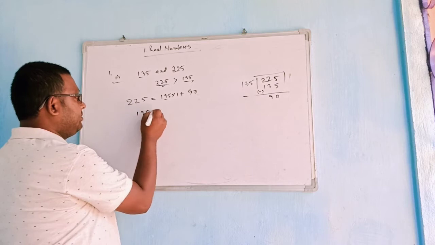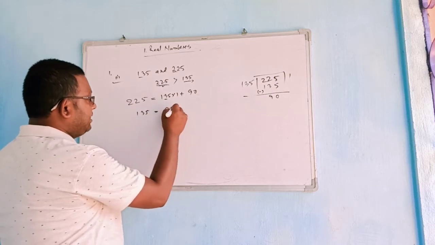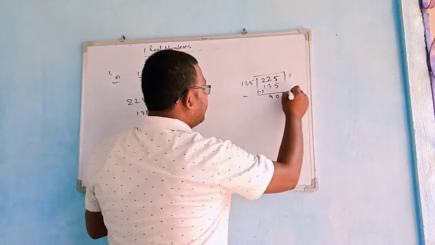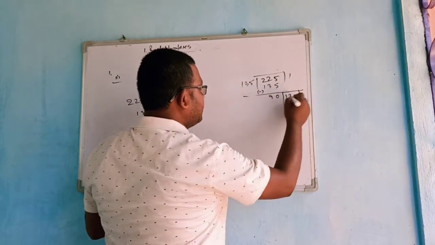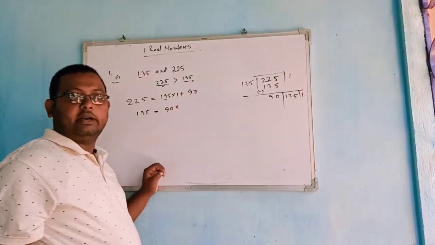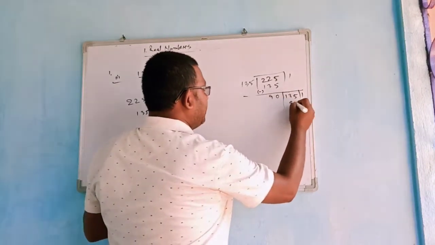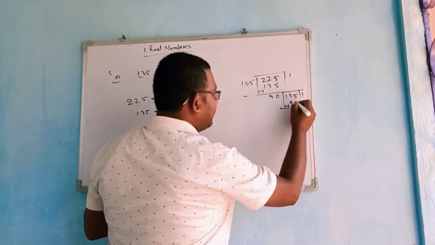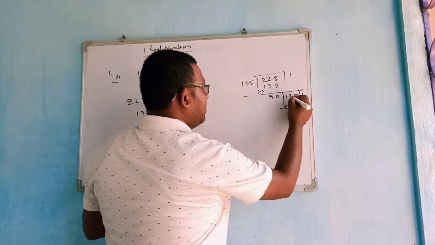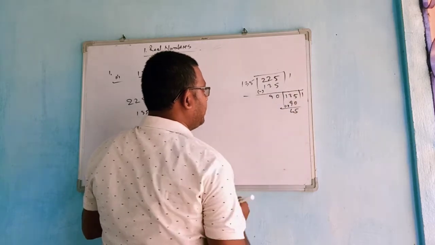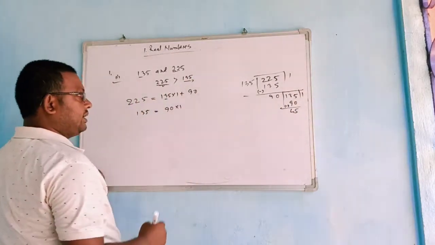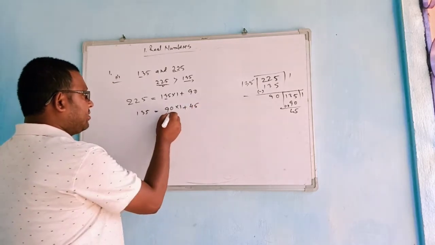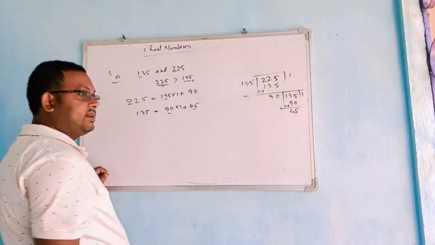Now continue this process. 135 is the dividend and 90 is the divisor. Again divide 135 by 90: one time. Subtract 90: 5 minus 0 is 5, 13 minus 9 is 4, so the remainder is 45. The remainder is not 0, so we continue this process.